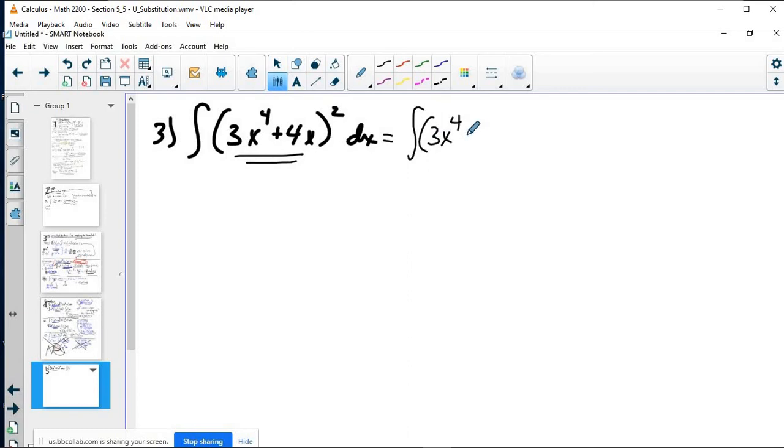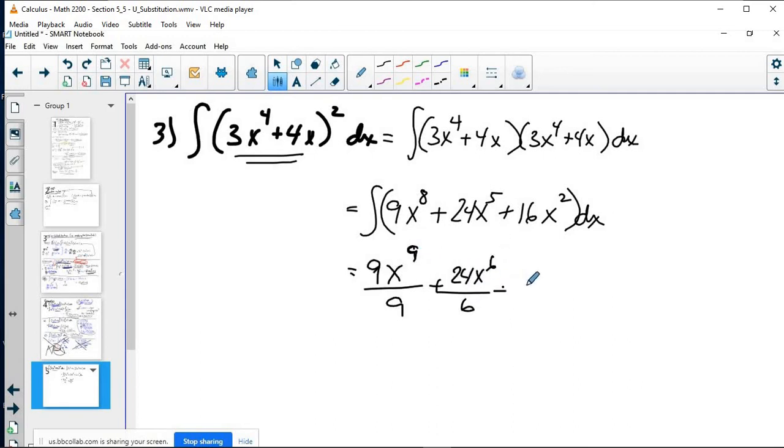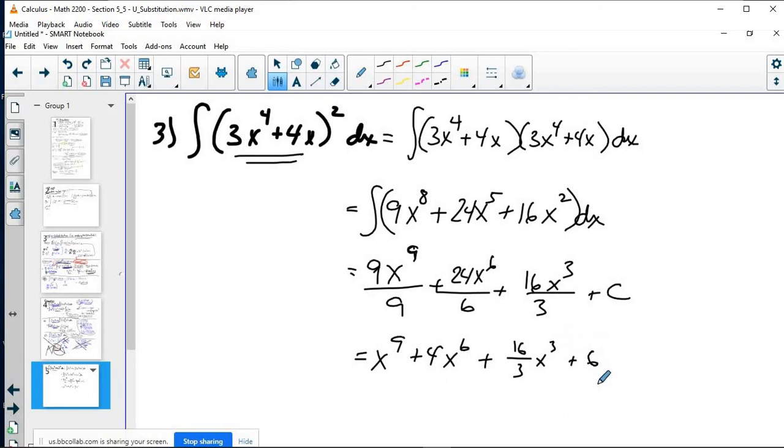I think of this as 3x to the 4th plus 4x times 3x to the 4th plus 4x. And then I do algebra, FOIL it out, I get 9x to the 8th plus 3 times 4 is 12, plus 24x to the 5th plus 16x squared. All right, and then I just do my rules. This is 9x to the 9 over 9 plus 24x to the 6 over 6 plus 16x cubed over 3 plus c. And so these will simplify down a little bit. Okay, but this is a problem you could have done over the weekend, right? This is not U substitution actually at all.